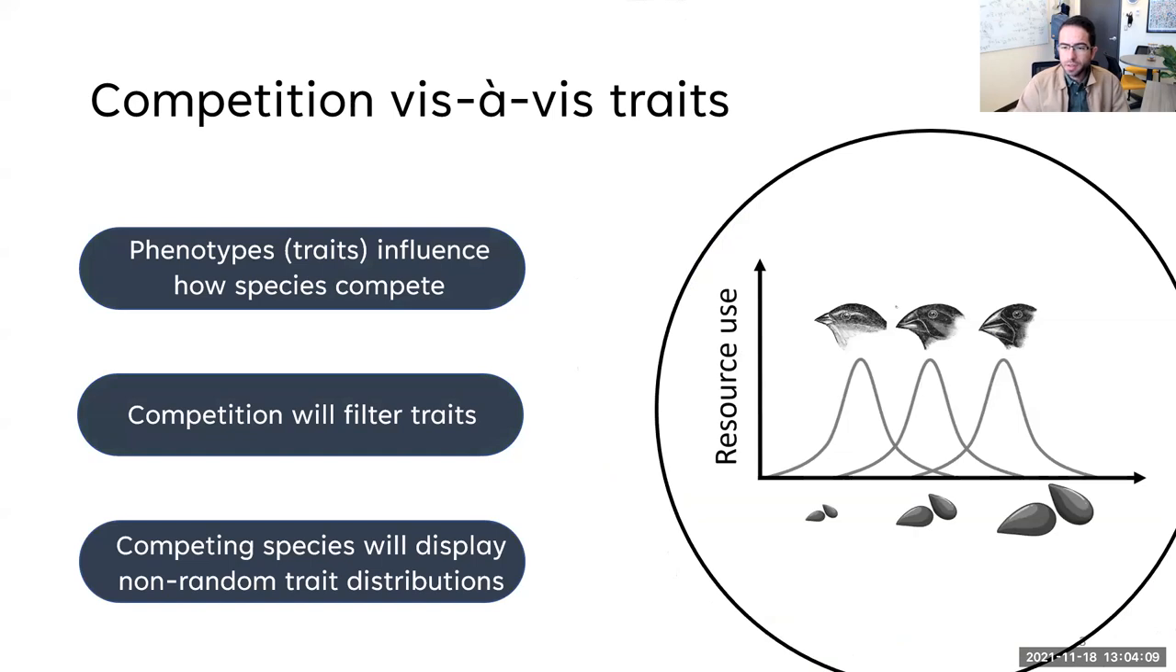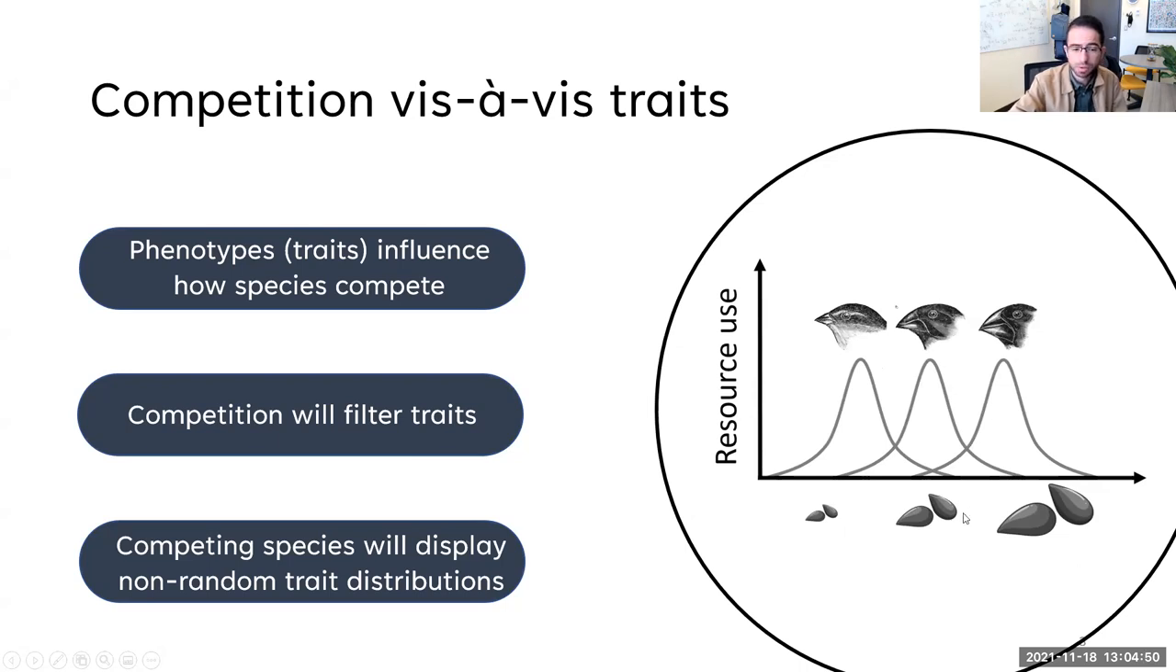One way to look at that is through species phenotypes, aka traits. Phenotypes influence how species compete. That's not a controversial statement. For example, here we have birds that eat seeds, and the phenotype of interest in this case is the shape of the beak. It relates to the diet of the bird. Assuming that our birds eat seeds, you can imagine that birds with small beaks eat small seeds, birds with big beaks eat big seeds, and there's some distribution in their diet. Because of that distribution, there will be some overlap in diet, and therefore some competition.